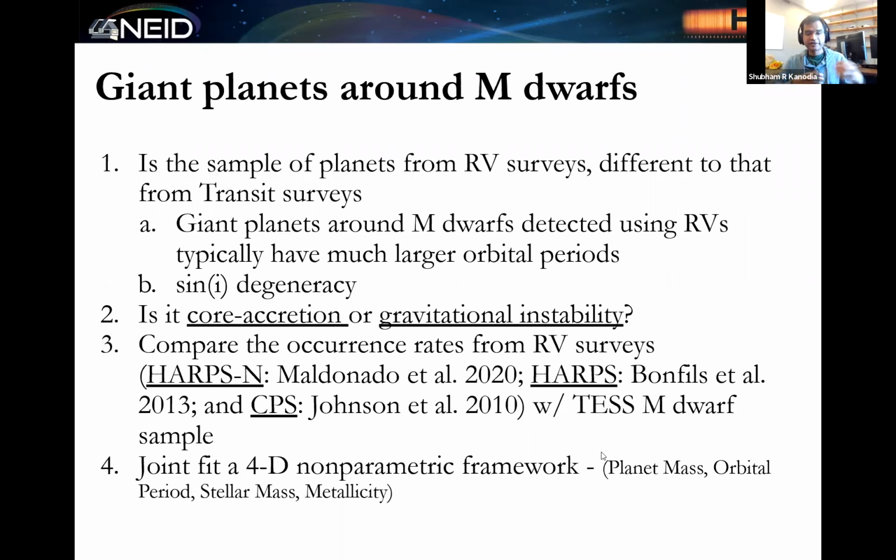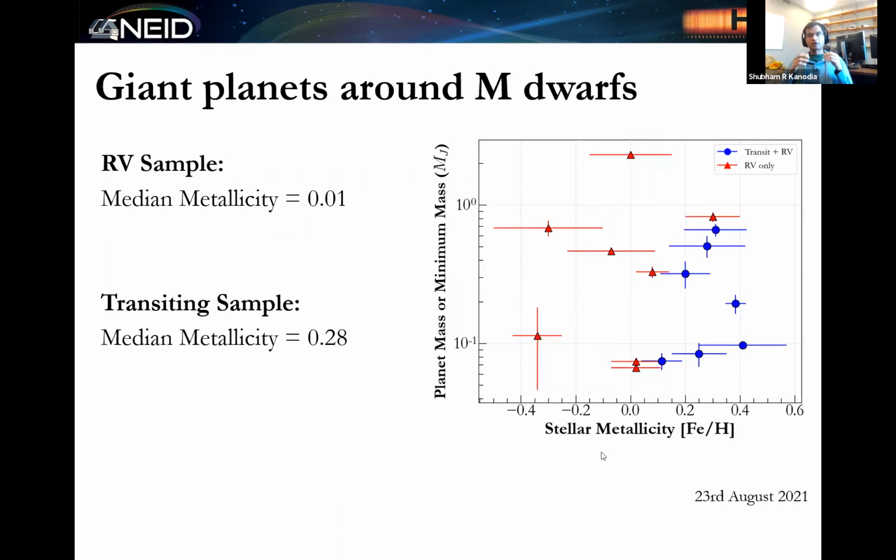And then once we have these mass measurements and the occurrence rates, I propose we put it all into this 4D non-parametric framework. And why is that important again? So this is a plot of the two samples that I was mentioning in the previous slide. We have the RV planets in red, and the transiting planets in blue. And just this plot itself, there are two main takeaways.